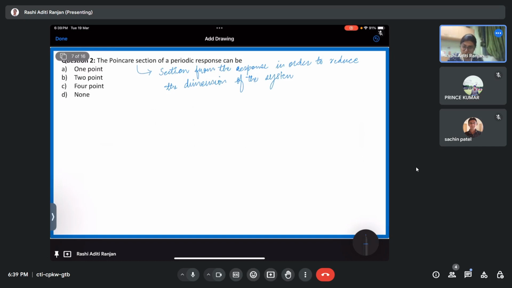Now in the case that we are discussing, and it was discussed in the class as well, if we have a forcing of omega, then the time period is 2 pi by omega. Okay, and I have the system response. So what was I doing? I was taking the sections after every time period, right? So I had data of x and x dot. Now I am cutting this after every time period.